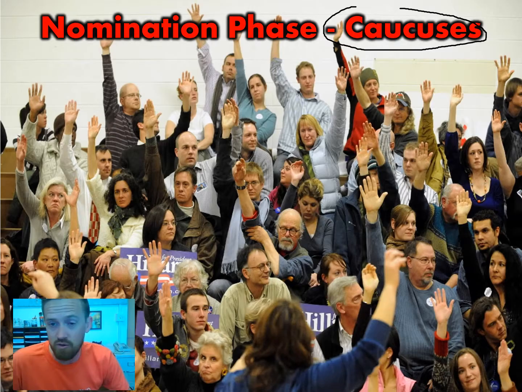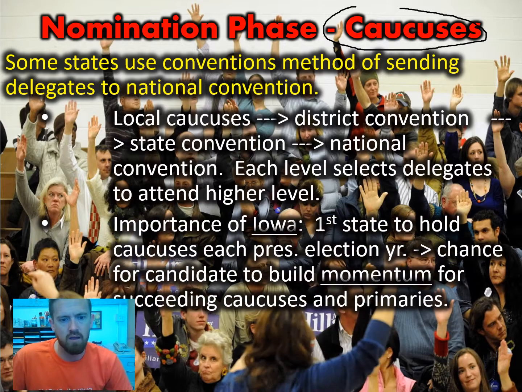I think a primary is what you picture. That's what California has, where you go in a booth and you vote between Hillary and Bernie. You vote between the Democrats, or you vote between the Republicans. A caucus is kind of weird. What a caucus is, and don't focus so much on writing down these words. Why don't you focus more on writing down what I say?